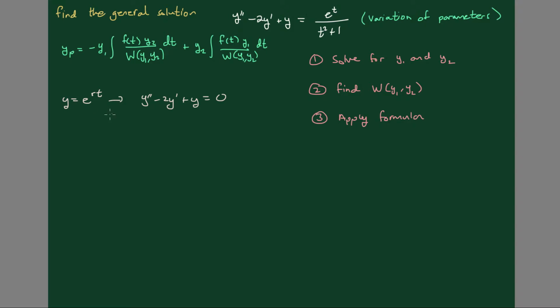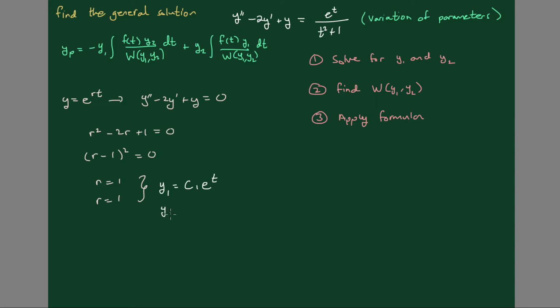After we insert this proposed solution, we find that r squared minus 2r plus 1 is equal to 0. Okay, and we can write this as r minus 1 squared is equal to 0, which gives us the double solution r equals 1, r equals 1. Now, remember we made the guess that y equals e to the power rt. So we can write the solution that y1 is going to be equal to c1 times e to the power t, because r equals 1.